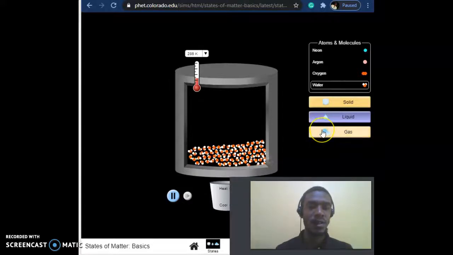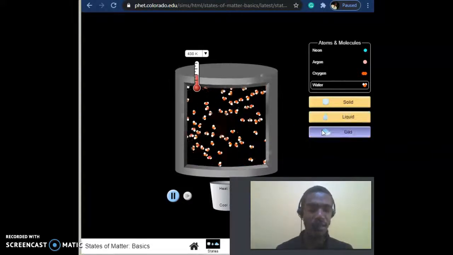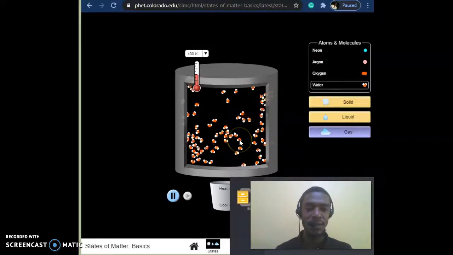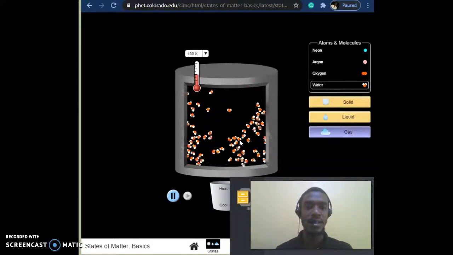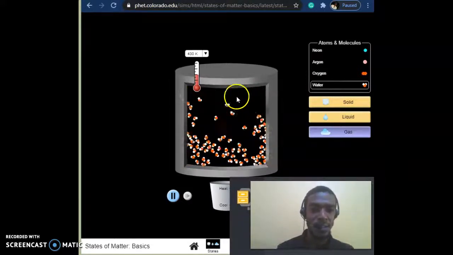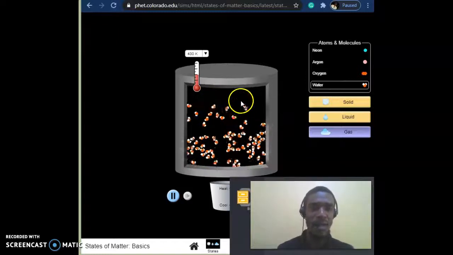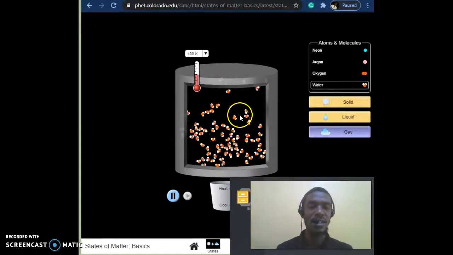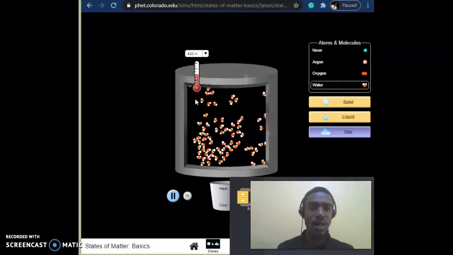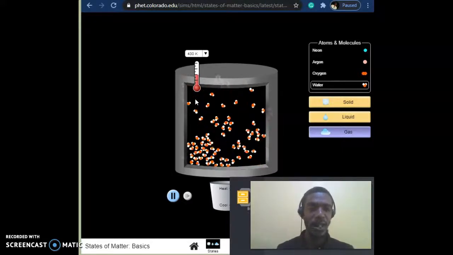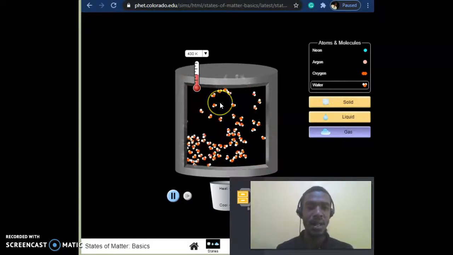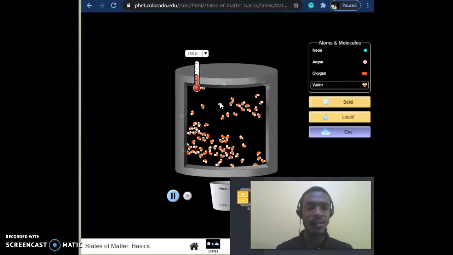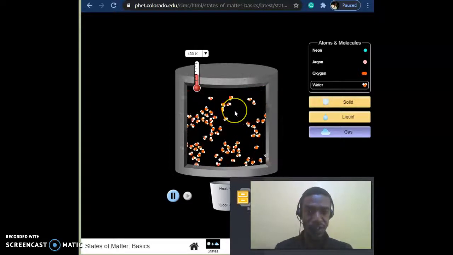So if we change this to gas, we see a different picture. We see that the space is so big that I can move the mouse around and almost not touch any of these particles. The space is much bigger, wider in a gaseous form. So we see that the vibration is all over the place.